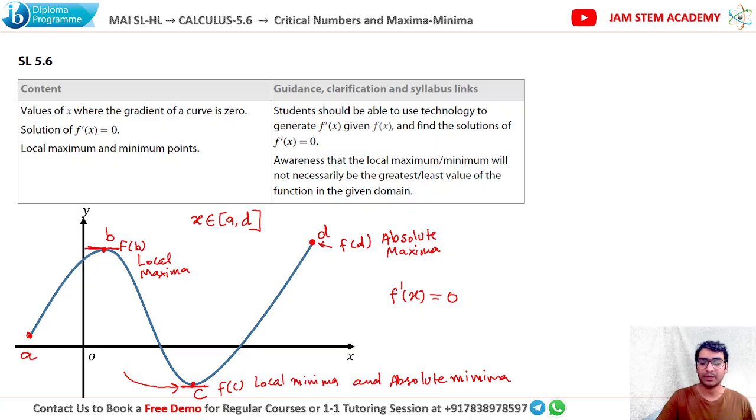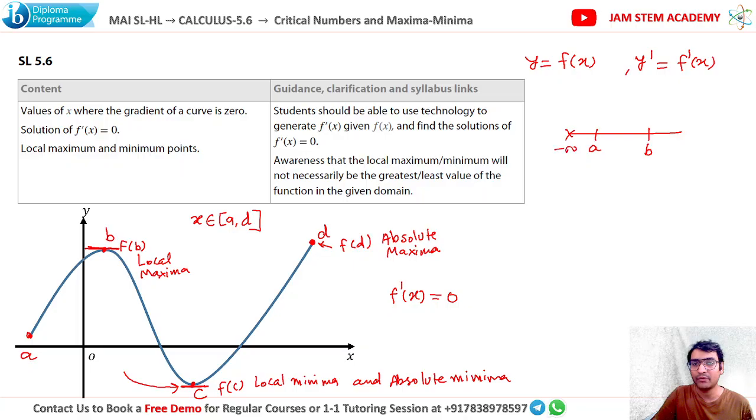Now with the help of the graph, we can draw a number line for, let's say, a to b. If we have a function y equals f(x), we can find y prime equal to f'(x), and we can check the sign of f' from negative infinity to a, whether it is positive or negative. If it is positive, the function is increasing in that region. If it is negative, the function is decreasing in that region, right? Which we have seen already in the previous sessions.